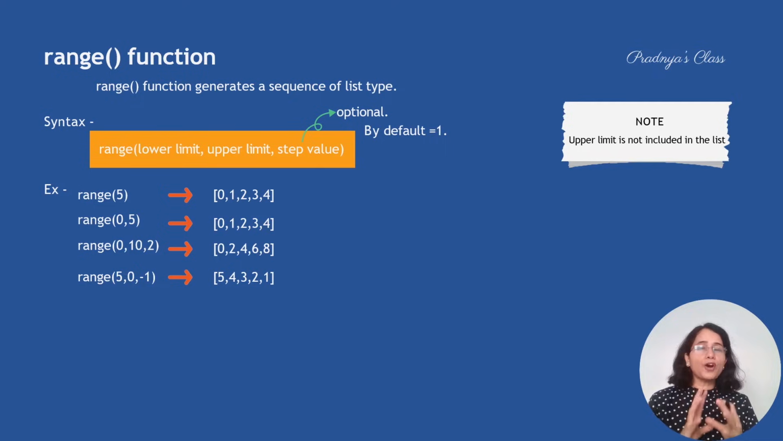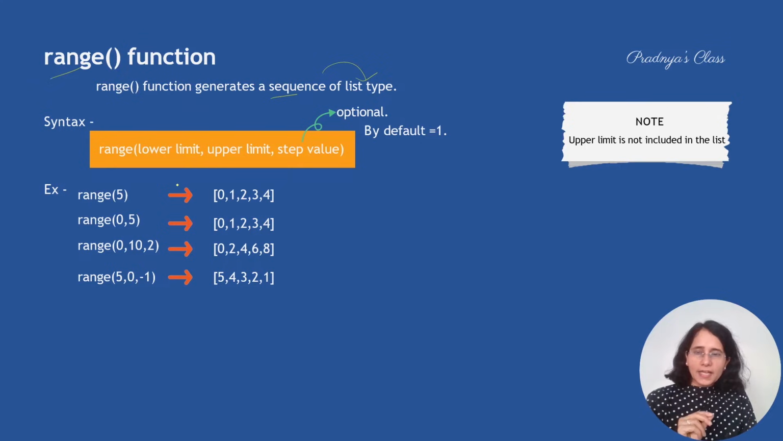After getting to know how to take decisions, there is one more concept related to programming language, that is looping. Looping means what? Certain statements will get repeated. Before going into the topic of looping, let's understand some functions which we are going to use to design loop. The first function is range function. It generates a sequence of list type.